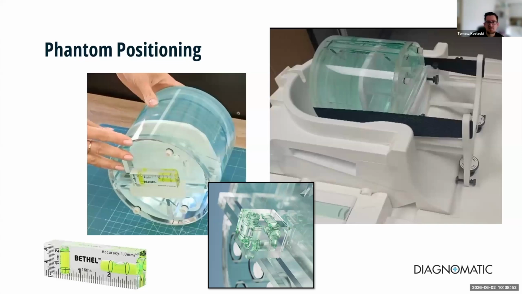The most crucial and often the most time-consuming part of the procedure is correct phantom positioning. Diagnomatic provides several positioning aids to make this step easier and more reproducible. These include the spirit level, mounting shelves for the levels, and a dedicated cradle. The cradle can be slid directly into the head coil, reducing the need to immobilize the phantom with pads and sandbags. This makes positioning faster, more stable, and more consistent from one quality control session to the next.